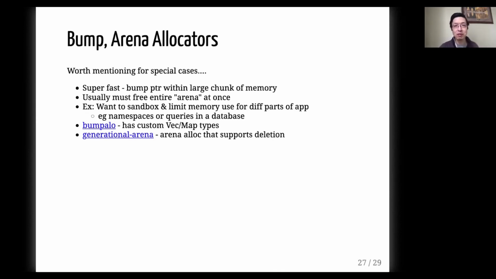Okay, finally, for certain use cases, you can use bump arena allocators. Usually this is for special cases where, let's say you want to sandbox some memory for a part of your app, for queries in a database or certain namespaces, that kind of thing. They just allocate memory by bumping a pointer, and then you can free it all at once. So for these things, there's a crate called Bumpalo, which is really great. And that can help sometimes when you want to control memory use.